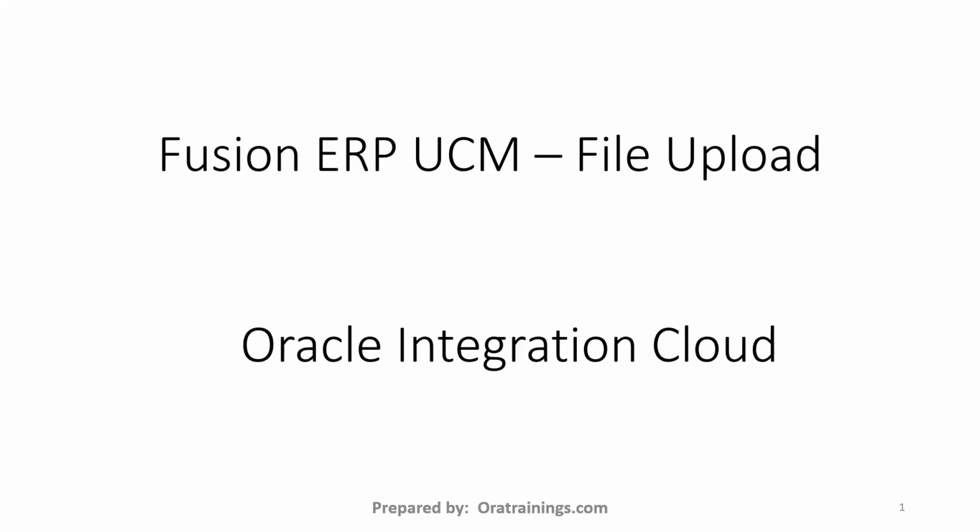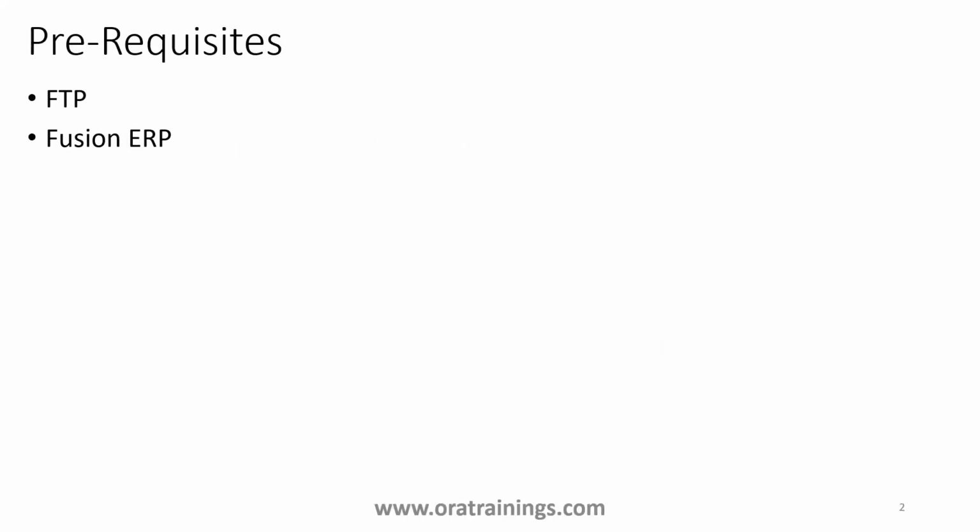In this session, we'll discuss how to upload a file to UCM in ERP using the REST API of Fusion using Oracle Integration Cloud. The prerequisite for this session is an FTP server where we'll have a list of zip files, and a Fusion ERP server wherein we invoke the REST API of Fusion ERP to upload the zip file to the UCM account of Fusion ERP.